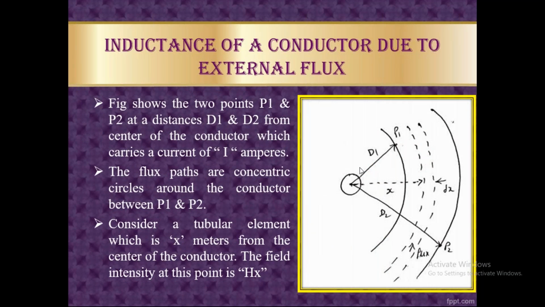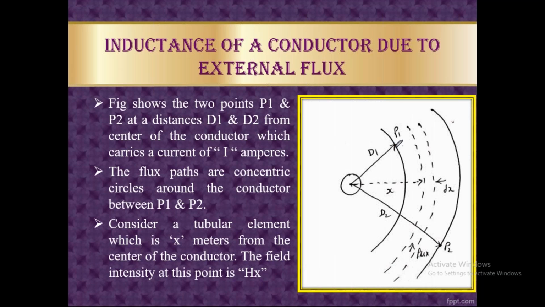Now let me consider that the figure shows 2 points. One is P1 and the other is P2. P1 is a point on the outer surface of the conductor, and P2 is somewhere at some far away distance from that outer surface of the conductor.